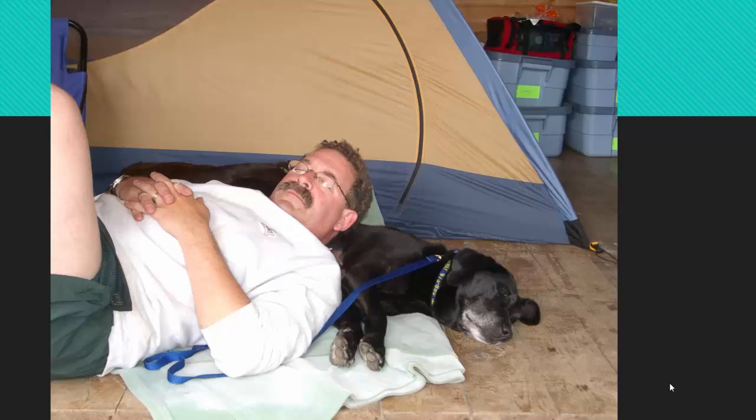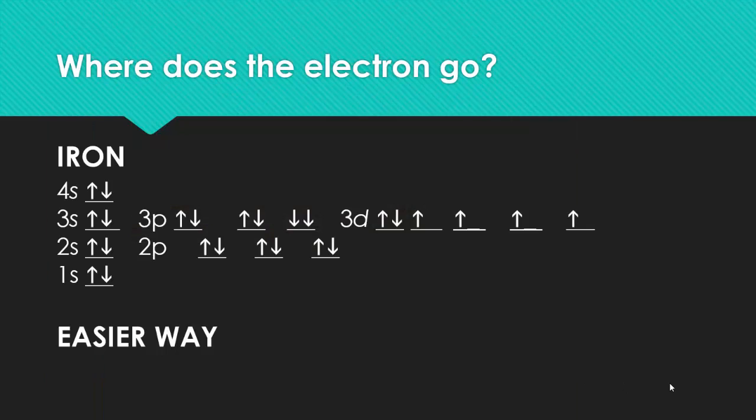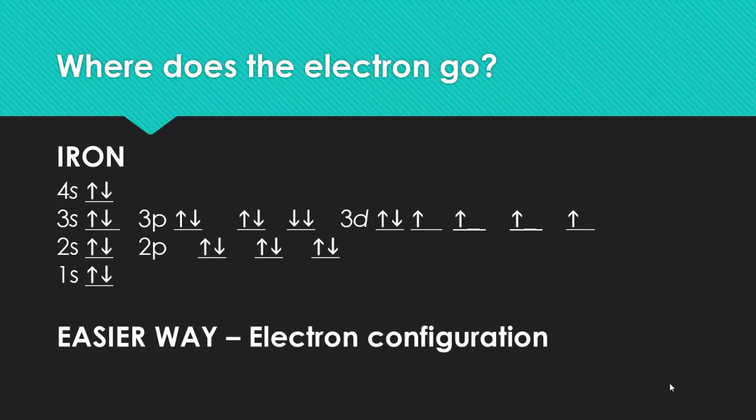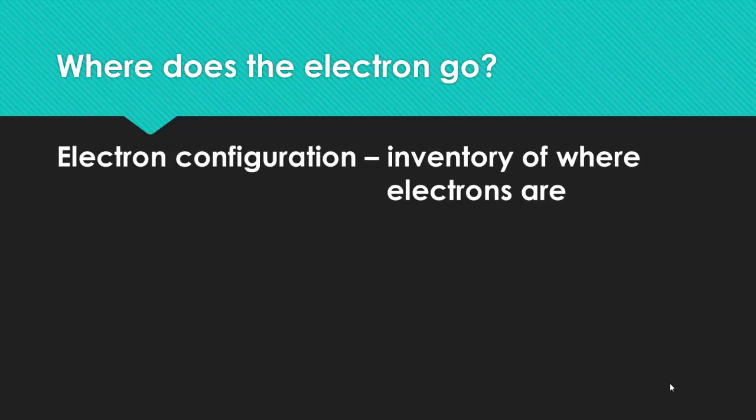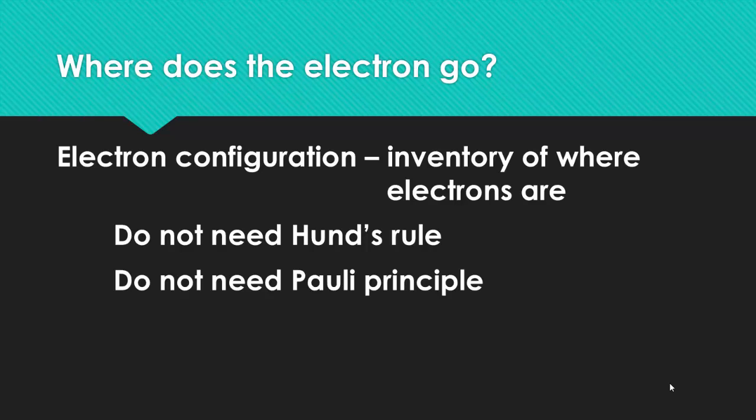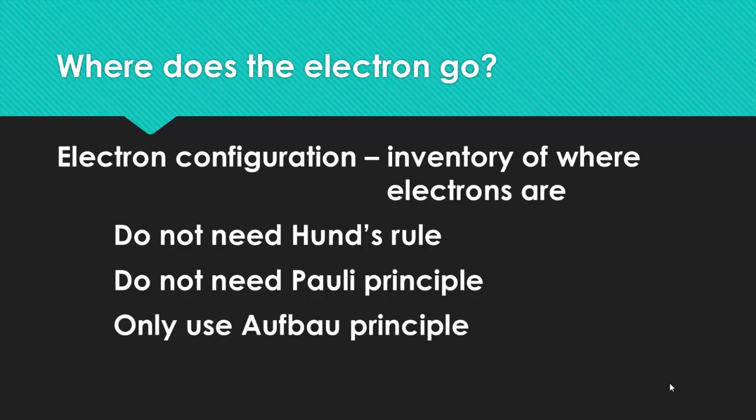But as I keep claiming, I happen to be quite lazy, and so there must be an easier way to notate this rather than writing out the Aufbau diagram. And there is, and that's called the electron configuration. The electron configuration is basically an inventory of where the electrons are. You don't need Hund's rule because you're not concerned about the suborbitals per se. You don't need the Pauli principle because you're not looking at spin. You only need to use the Aufbau principle.